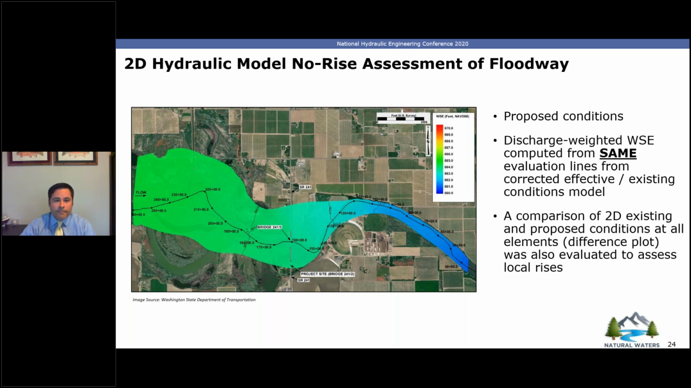Okay, one last one real quick that came in from several people: a no rise to the 100th of a foot. What exactly is no rise?